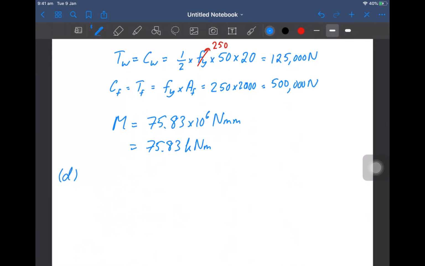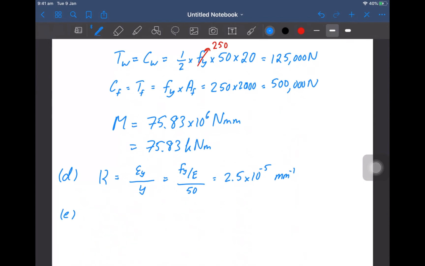Part D of the question wants us to find the curvature. Kappa is equal to the yield strain over the vertical distance, y. Yield strain is the yield stress divided by the Young's modulus. This vertical distance would be 50. To solve that, you get 2.5 times 10 to the negative 5 per millimeter.